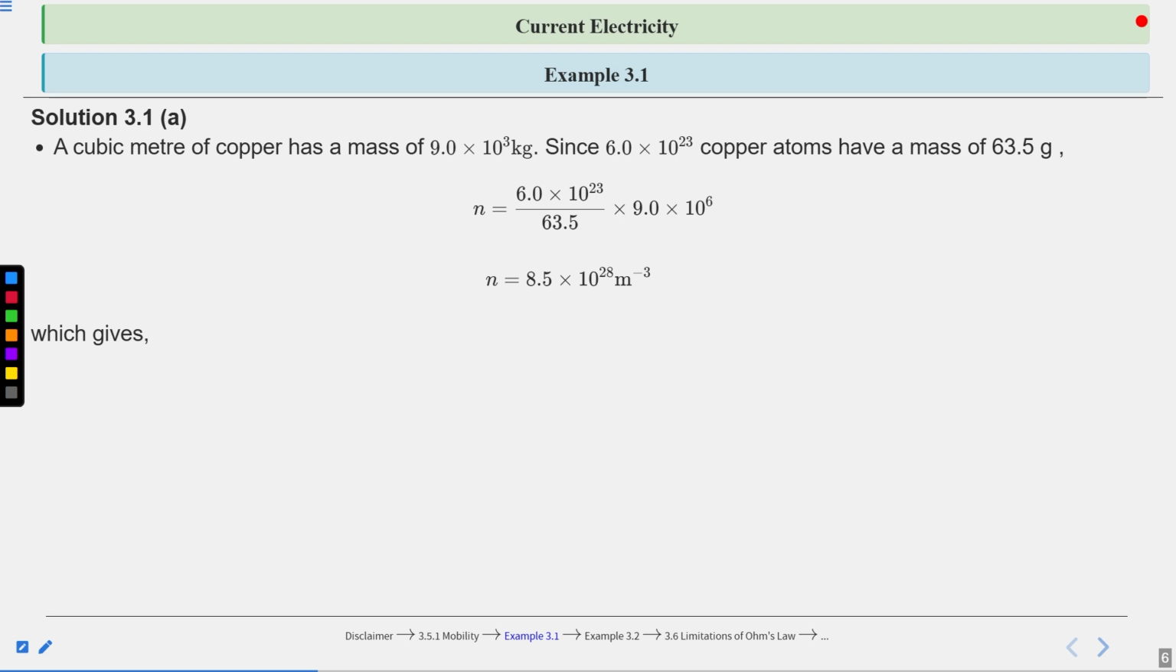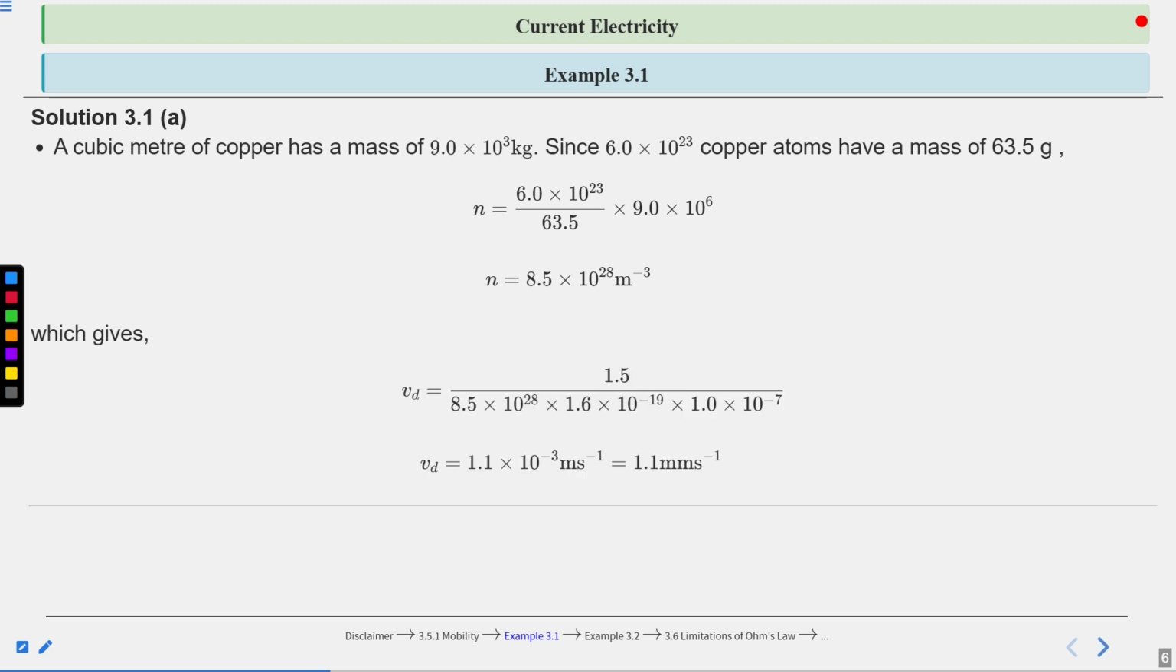Now everything is known to us. Now put in the formula for Vd: I upon n e A. So now put the values. I is 1.5 ampere upon n, which is 8.5 into 10 to the power 28, into 1.6 into 10 to the power minus 19, into area, which was given as 1.0 into 10 to the power minus 7. After solving, we get drift velocity 1.1 into 10 to the power minus 3 meter per second. Also, we can write 1.1 millimeter per second.